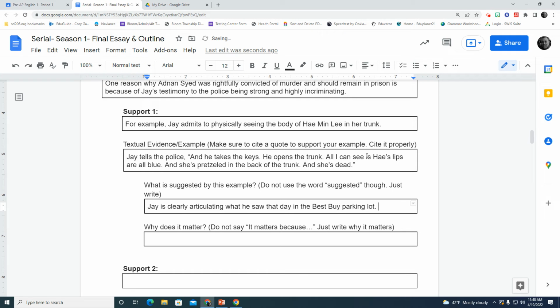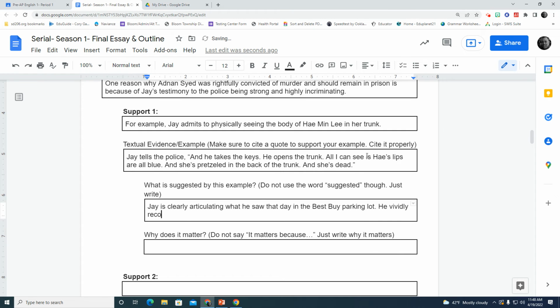I might want to elaborate any more. He vividly recaps or recounts how Hay's body appeared in the trunk of the car. Right? So that's what's suggested, right?